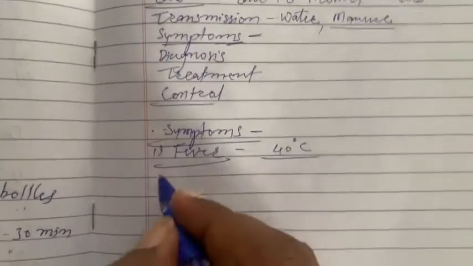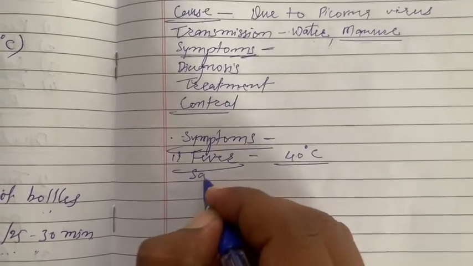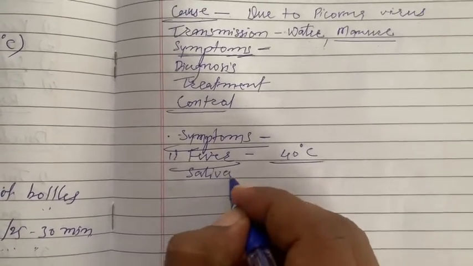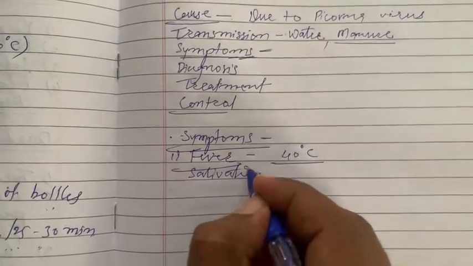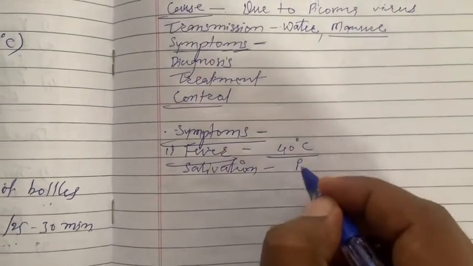Then salivation, the second point. It means that profuse salivation is observed in this animal.